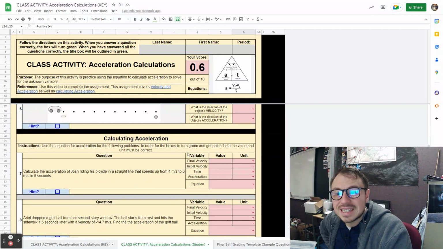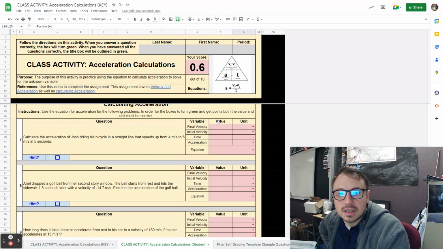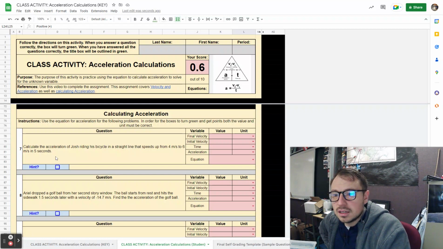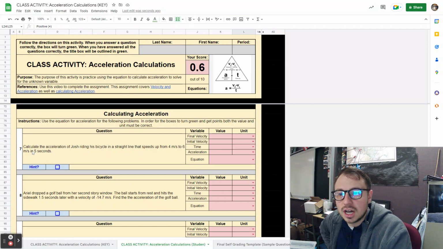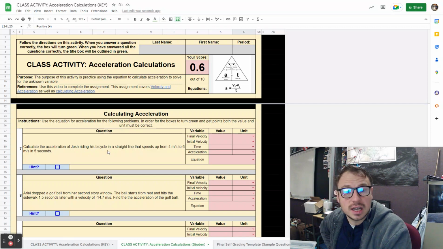Now the next part is calculating acceleration. So use the equation to calculate acceleration. So this equation is up here. So let's just do the first one together. Calculate the acceleration of Josh riding his bicycle in a straight line that speeds up from 4 meters per second to 6 meters per second in 5 seconds.